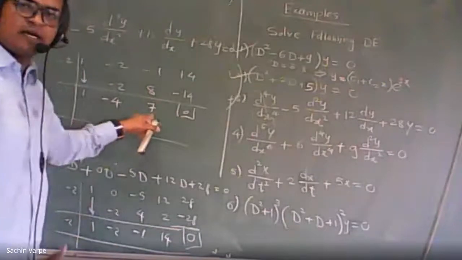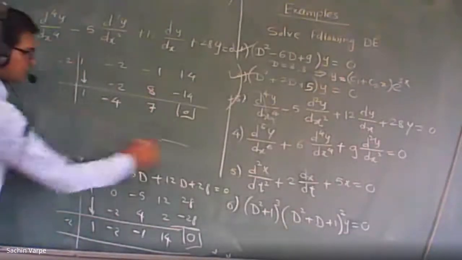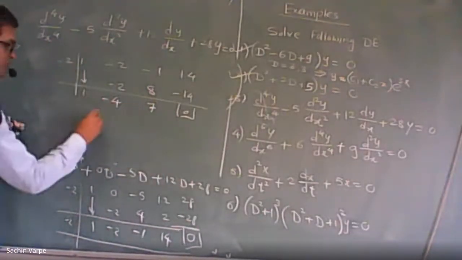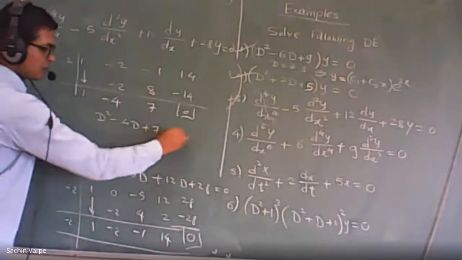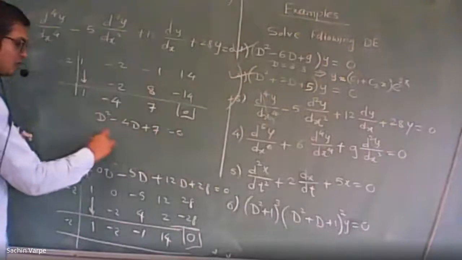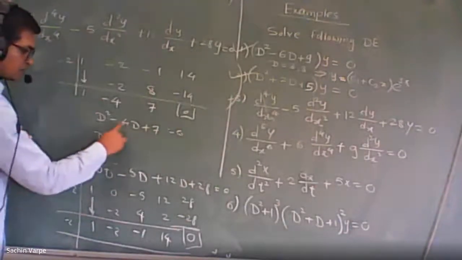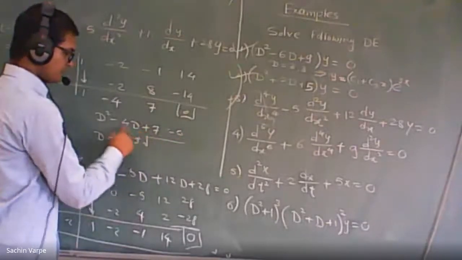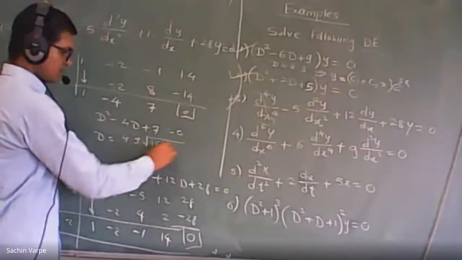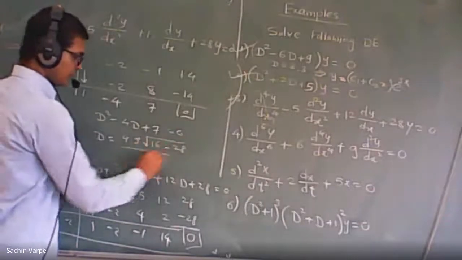Or just solve it by the quadratic formula. We have the quadratic formula, right? Because these are the coefficients of the quadratic polynomial, that is d square minus 4d plus 7 equal to 0. So we can apply the quadratic formula now. What is the quadratic formula? d is equal to minus b, that is 4, plus minus square root of b square, that is minus 4 square, 16, minus 4ac, 28, upon 2a.